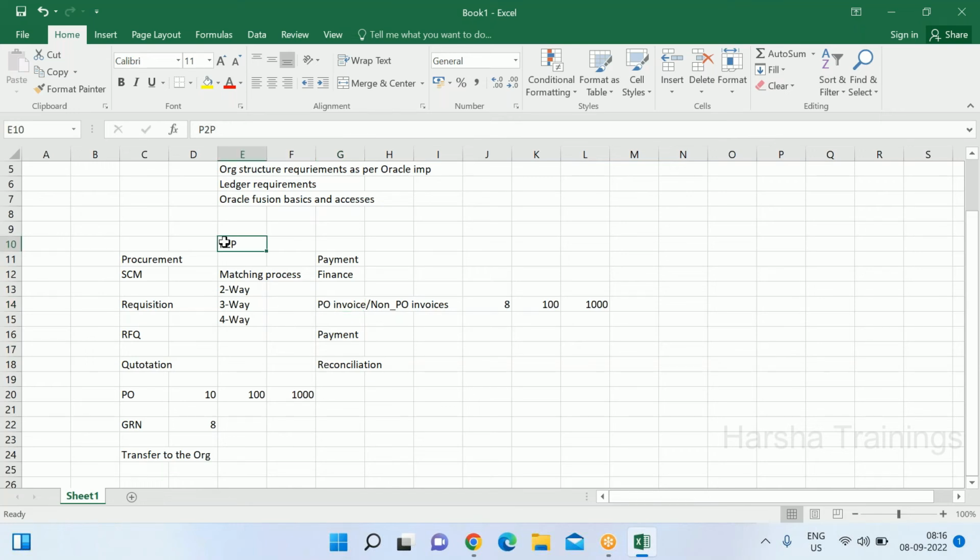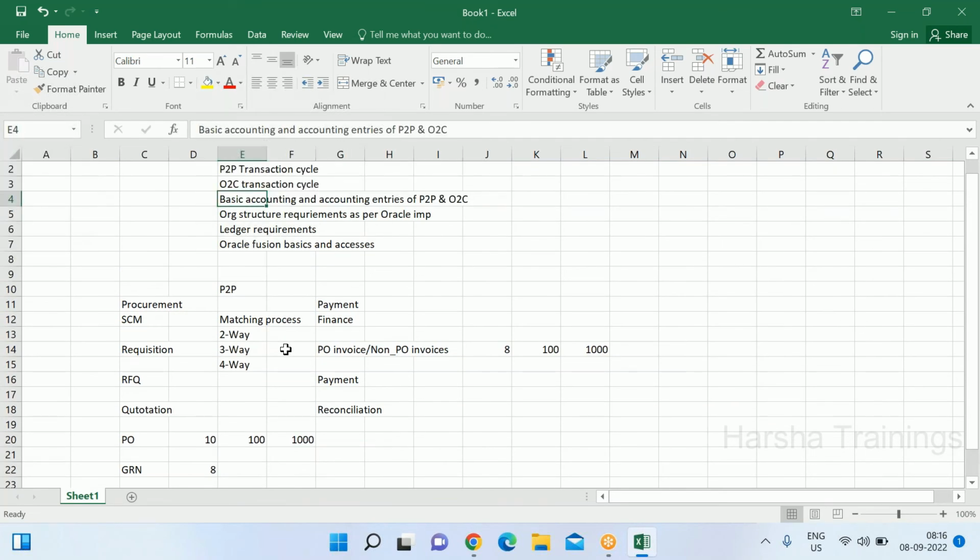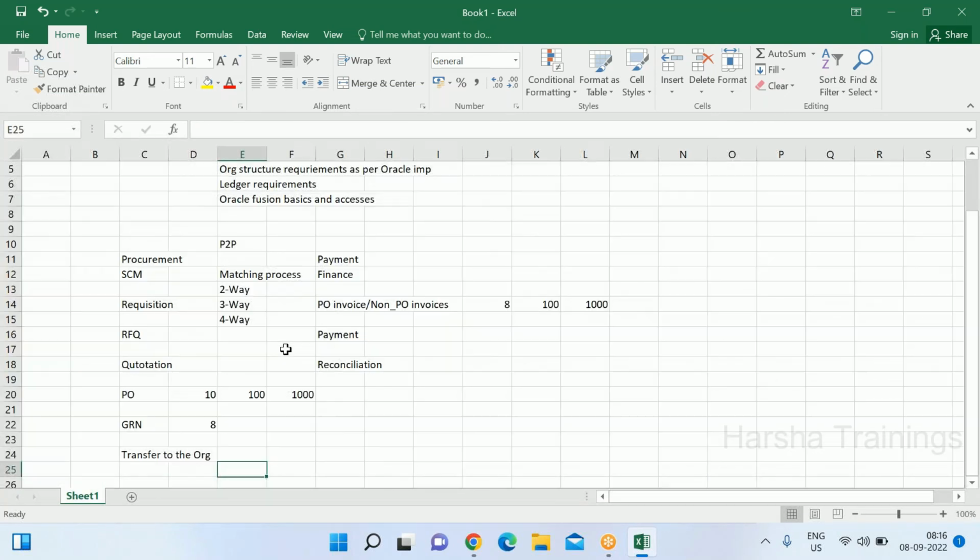So, clear about P2P? We are done with P2P, and about the P2P accounting entries, tomorrow we'll discuss. As I said, basic accounting we will discuss tomorrow, in the next session. Now we'll move on to the O2C.